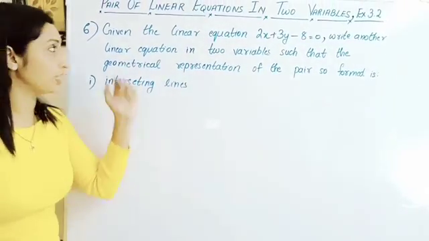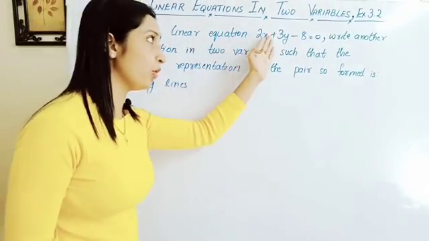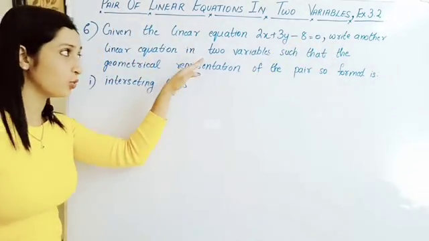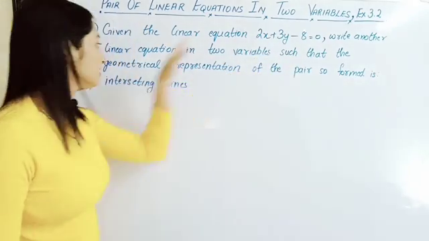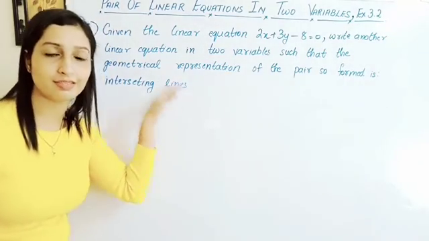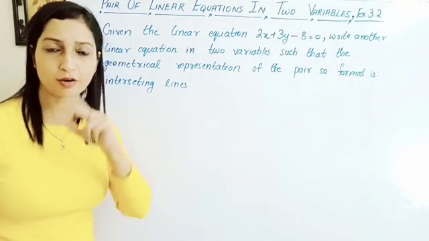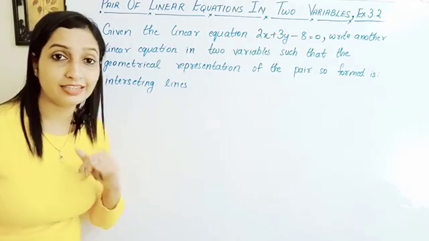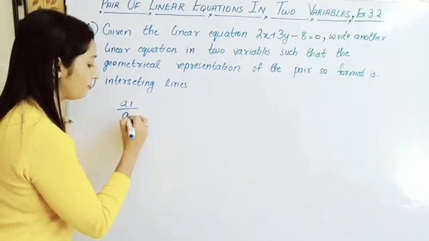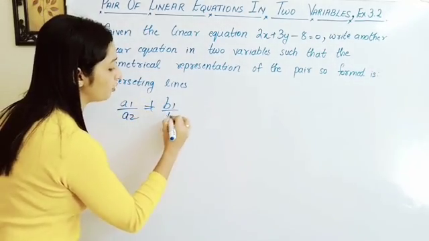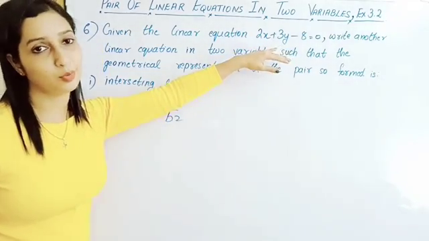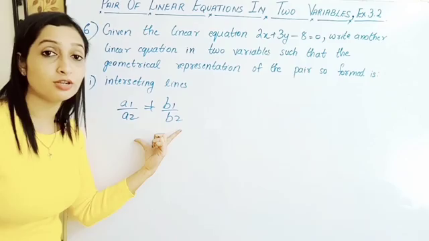This is our sixth question, which is: given the linear equation 2x plus 3y minus 8 equals 0, write another linear equation in two variables such that the geometrical representation of the pair so formed is intersecting lines. So what is the condition for a pair of linear equations to form intersecting lines when it is represented graphically? The condition is a1 by a2 is not equal to b1 by b2. So you need to find another linear equation such that this condition is satisfied.